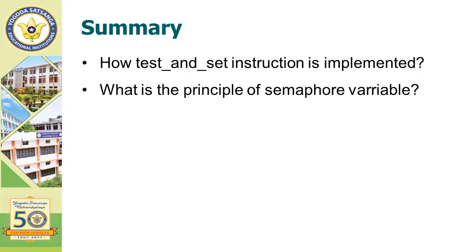In this lecture I discussed how the test and set instruction is implemented. Actually, the test and set instruction can be implemented only if there are hardware facilities. If hardware does not support the test and set instruction, the algorithm cannot be implemented. And second, the principle of semaphores. Semaphore is a simple shared variable technique to solve the critical section problem. Semaphore variable cannot satisfy the progress and boundedness of a critical section problem.